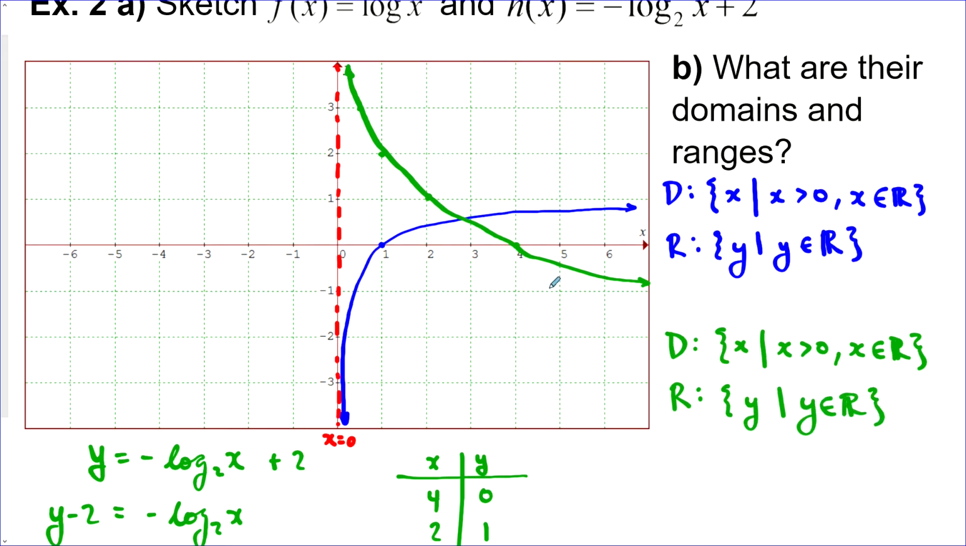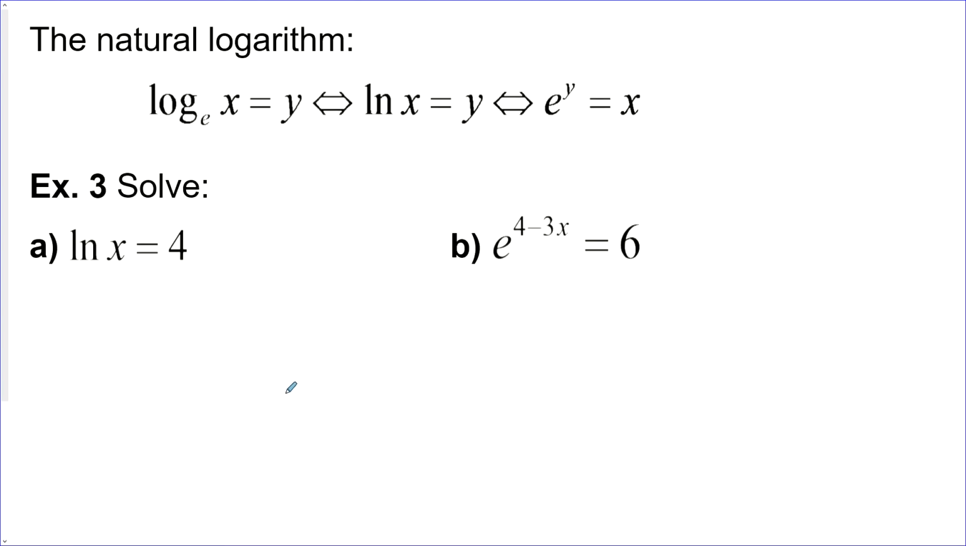And since I've got two graphs on here now, better label this one as h and this one as f of x. The natural logarithm is when our base is e. That's our irrational constant, 2.71, that we talked about previously. And it's so common, it gets its own notation, ln. And so you don't need to write log base e. We write ln of x.